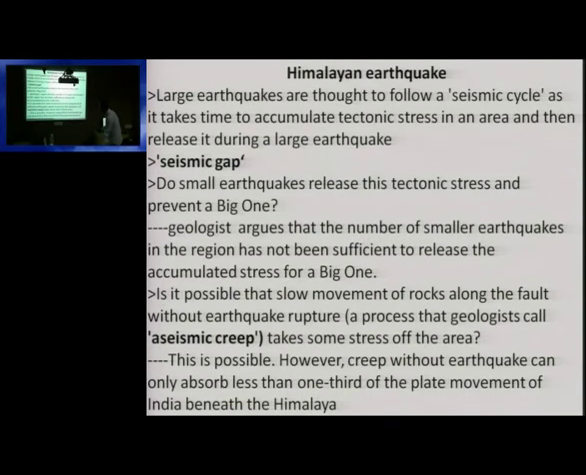Okay. Second, is it possible that slow movement of rocks along the fault without earthquake rupture takes some stress off the area? This is possible. But what we are interested in is what is known as seismic creep. In seismic creep, there will be a motion, but there won't be an earthquake. That is called seismic creep. It is just a term.